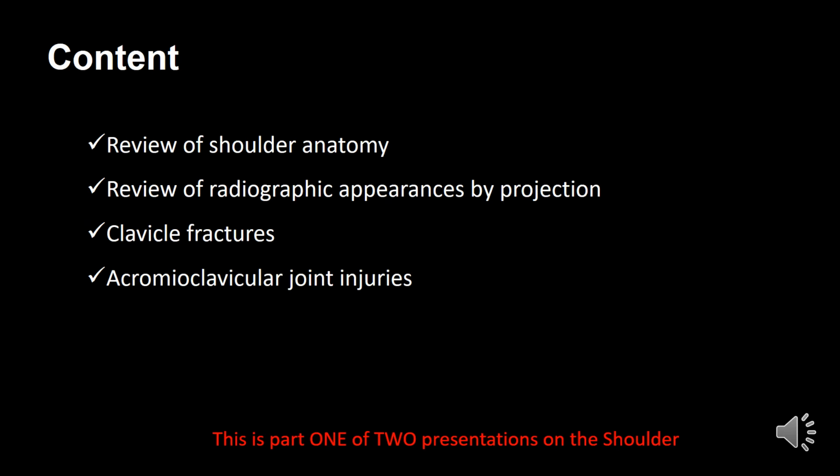Welcome to part one of two presentations on the shoulder. The shoulder is a particularly difficult area for many people on image interpretation. So let's start. We need to have a good review of the shoulder anatomy, and then let's have a look at each of the radiographic projections and what you should see on each one. Hopefully that will help you as we progress. After we've done all that, we're going to look at clavicle fractures and acromioclavicular joint dislocations and subluxations. I hope you enjoy.